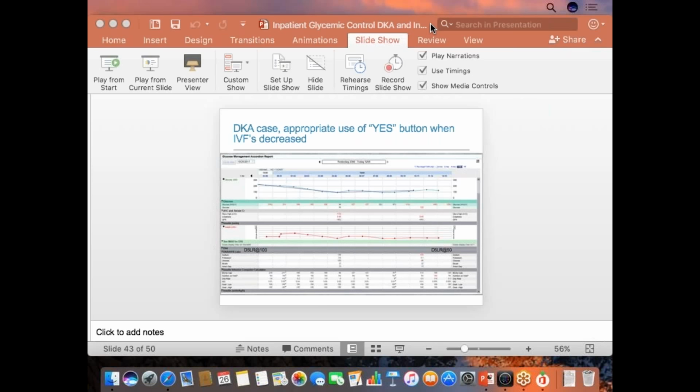So back to the U500. You're switching to U100. How much volume would you give sub-Q in one spot versus injecting in 2 different spots? You know what I mean? Say they're getting 3 mLs of this U100 because they're on 350 or something.